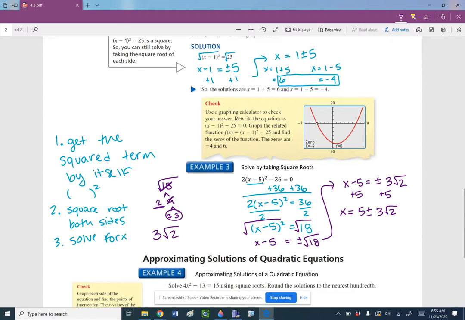And that is our answer, actually, because we can't simplify that anymore, right? We can't add the root 2. So that is our final answer.